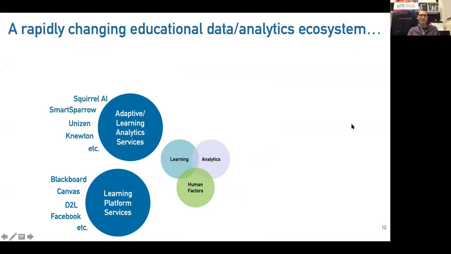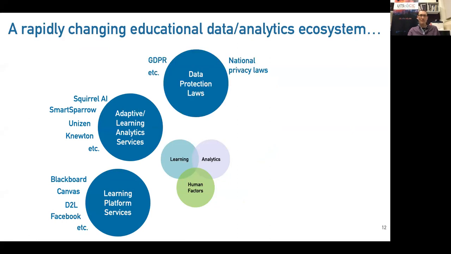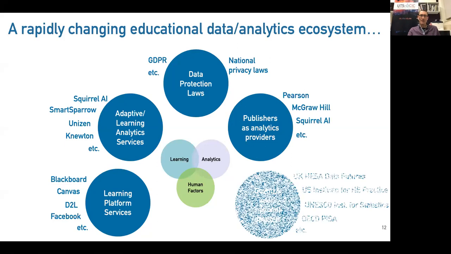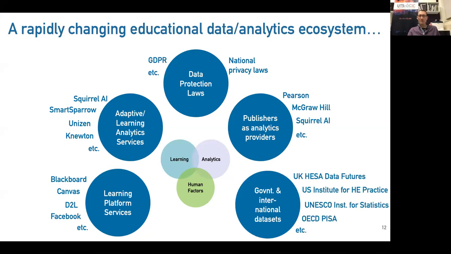We have adaptive learning platforms. We have data protection laws, such as the GDPR in Europe, and every nation is evolving its privacy laws to keep up with big data and AI. We have publishers as major players now with very large platforms. And we have intergovernmental data sets and national data sets.